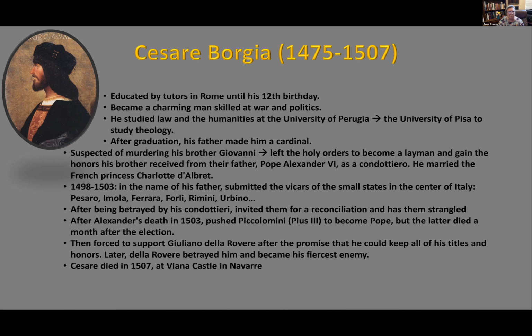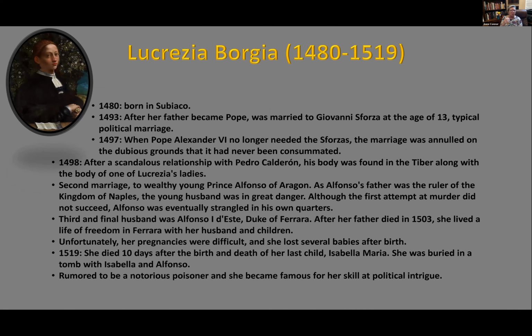Now, the third important figure of that family is the famous Lucrezia Borgia, born in 1480 in Subiaco, Italy. That's just a little bit northeast of Rome. In 1493, after her father became Pope, she was married to Giovanni Sforza at the age of 13, which was obviously a typical political marriage. But 4 years later, when Pope Alexander VI no longer needed the Sforza, the marriage was annulled on the dubious ground that it had never been consummated.